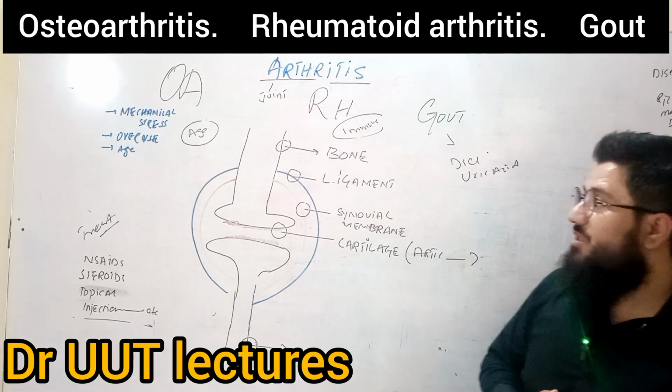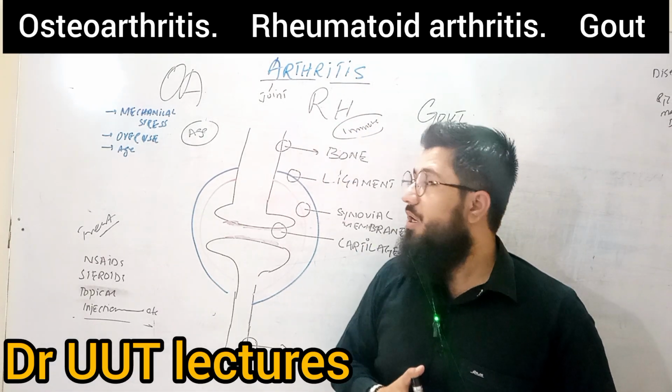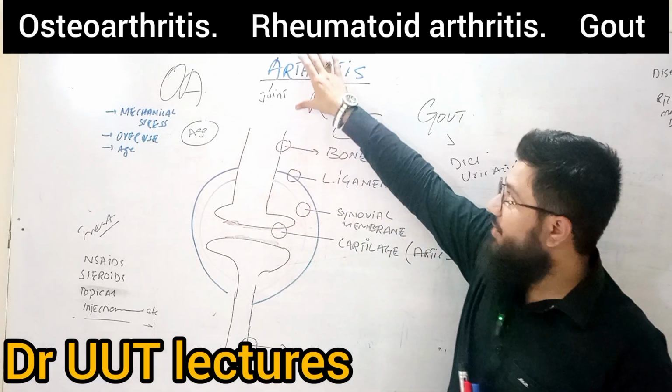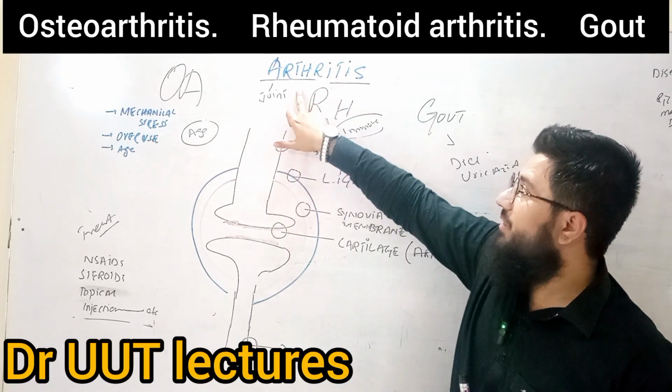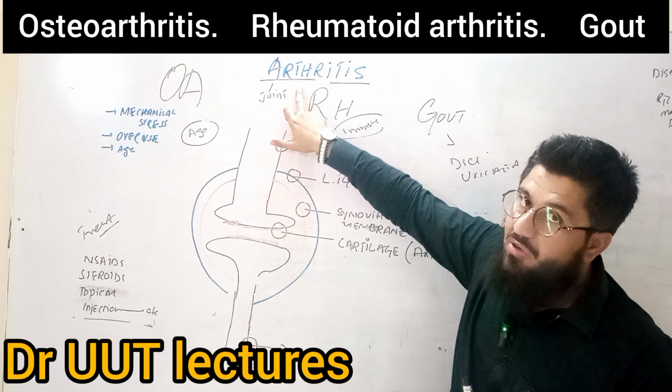Right now we have osteoarthritis, rheumatoid arthritis and gout. These three points are with us, and we are supposed to discuss these three now. So first of all, let me clear this further. The inflammation of the joint is called arthritis.